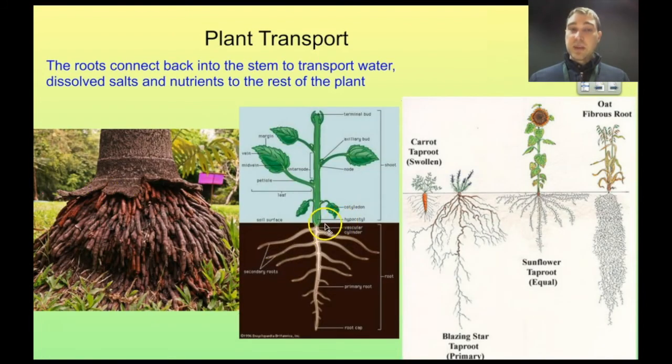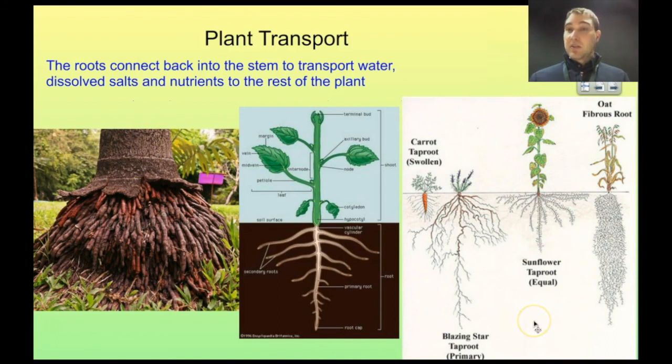So the roots connect back into the shoot system at the stem, and they can transport the water and nutrients to the rest of the plant through that stem. We can see here, this is a palm tree. We can see these are roots that are growing above ground, but they're joining in at the stem here, and then that goes up to make the rest of the tree.